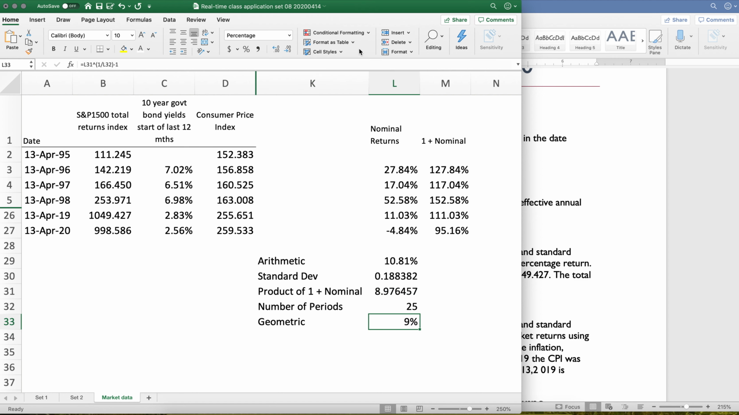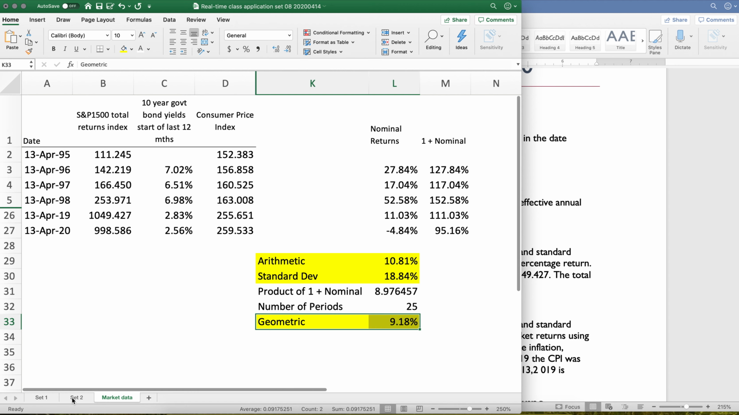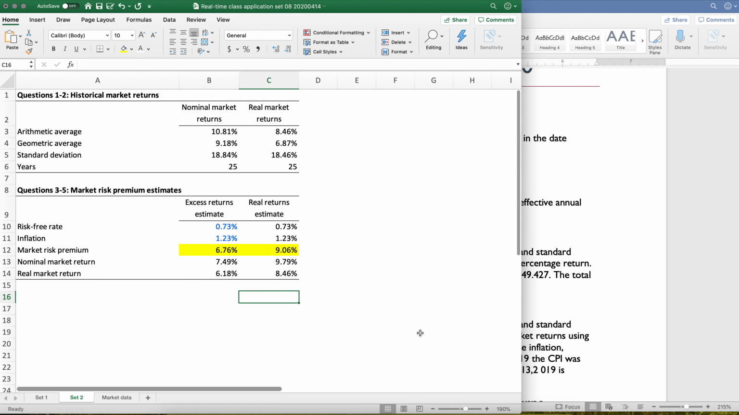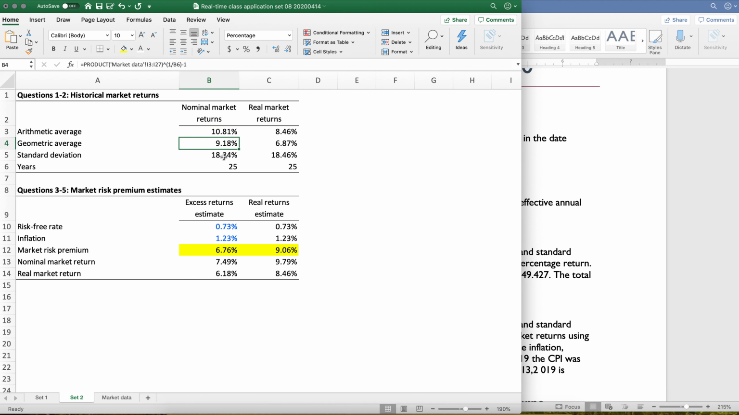Put this in percent terms. And let me just highlight these so that we can all see what's happening. All right, the arithmetic nominal return is 10.81, the standard deviation is 18.8%, and the geometric mean is 9.18%. Let's just check our solution here. 10, 9, and 18, and they're also 25 years.